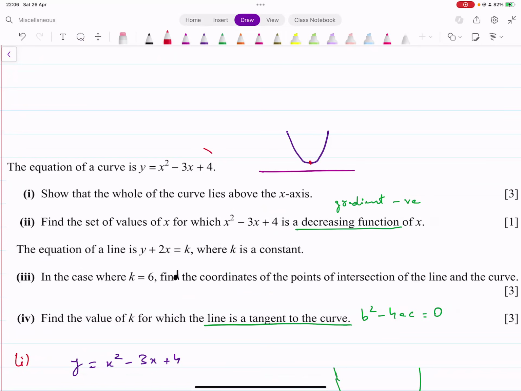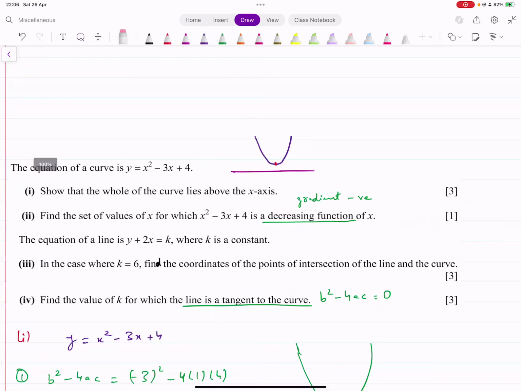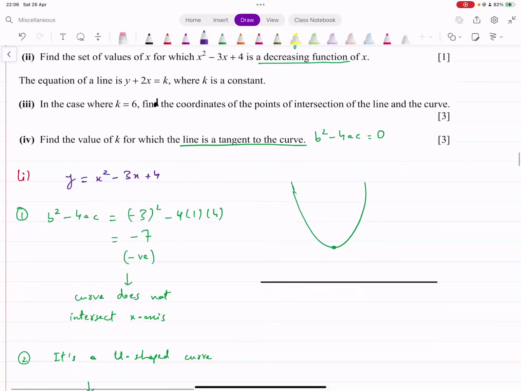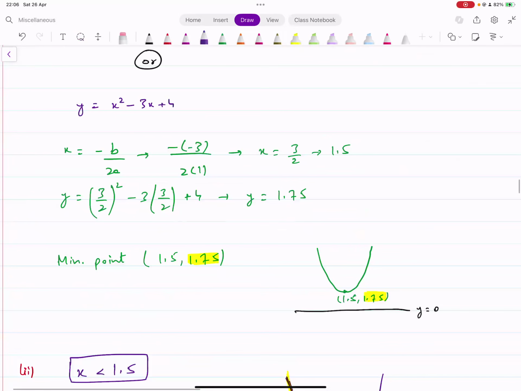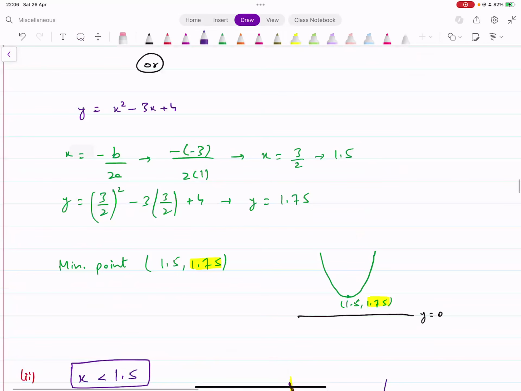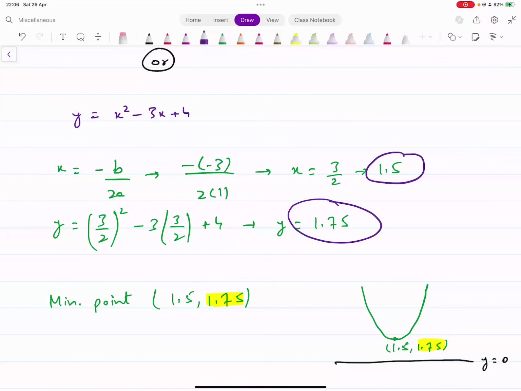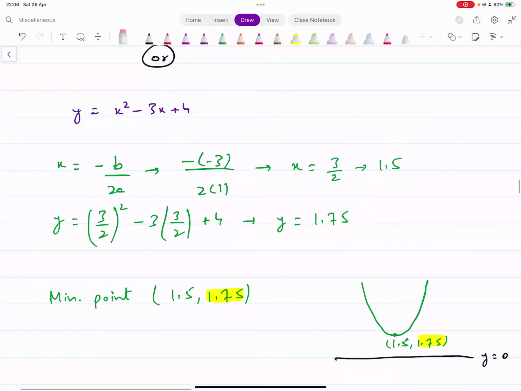We find the turning point of this function. What's the turning point of the function going to be? This is the function y equals x squared minus 3x plus 4. Find the turning point, minus b over 2a, which is 1.5. And the y coordinate turns out to be 1.75.